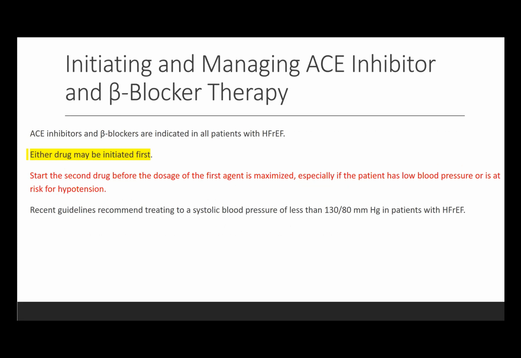The hallmark is the combination between the ACE and the beta blocker, which is important. Now, there's always a conversation which one to start first. There's actually not a science behind it. It's either drug can be started first as long as the patient is euvolemic. You want to make the decision based on what the patient base features are.